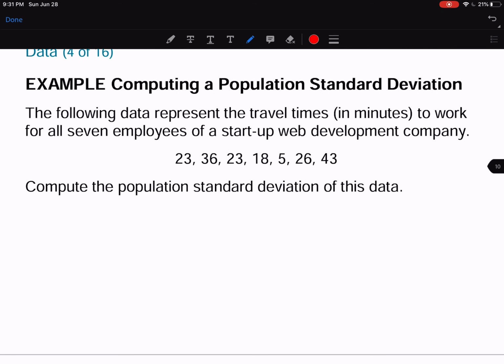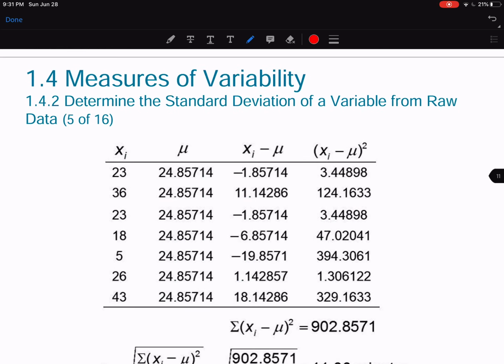The following data represent the travel times to work for all 7 employees of a startup web development company. So we have 7 numbers here. Compute the population standard deviation of the data set. Now let's take a look at how we do it. Based on the formula, sigma, the population standard deviation, is equal to the square root of the sum of xi minus mu squared divided by capital N.